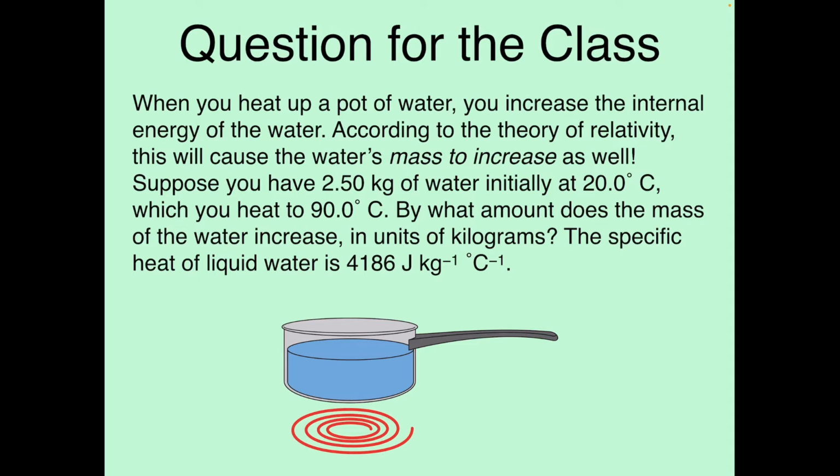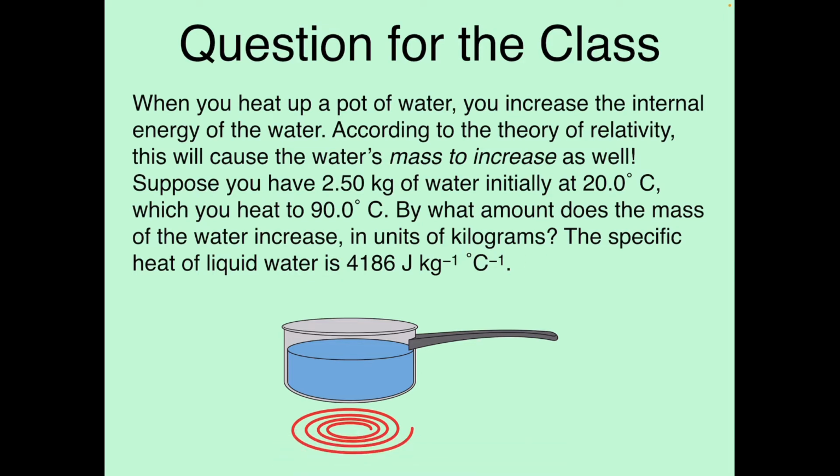When you heat up a pot of water, you increase the internal energy of that water. According to the theory of relativity, this will cause the water's mass to increase as well. So let's suppose that you have 2.50 kilograms of water initially at 20 degrees Celsius, which you heat up to 90 degrees Celsius. By what amount does the mass of the water increase in units of kilograms?